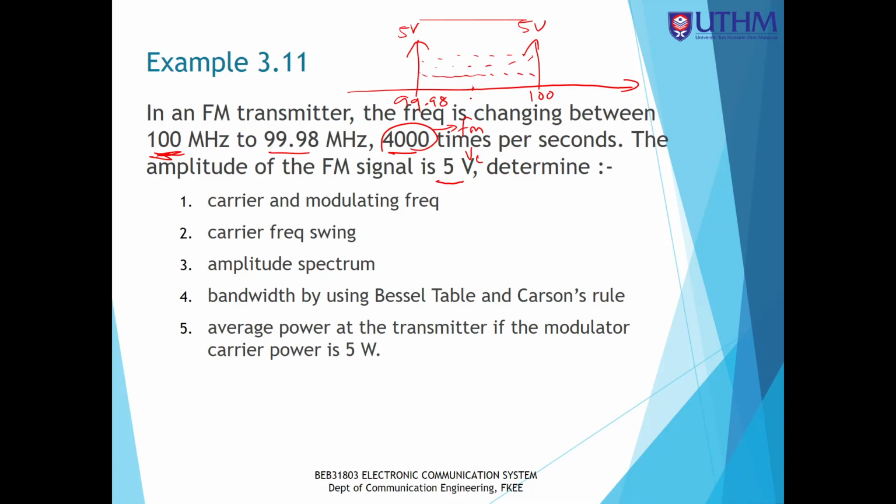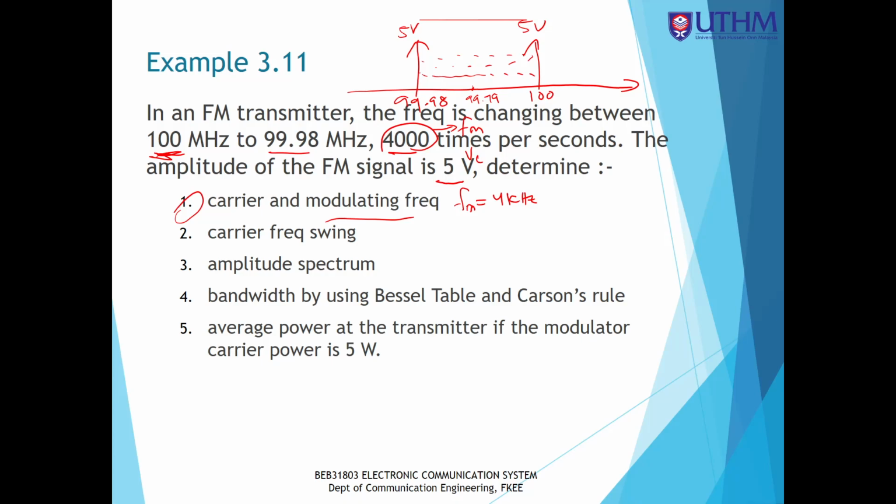I do the estimation, 99.99 center. Okay, so let's do the calculation. Number 1, find the carrier and modulating signal frequency. We already know modulating signal frequency FM based on the fluctuation rate. Okay, FM is equal to 4,000 hertz or 4 kilohertz.